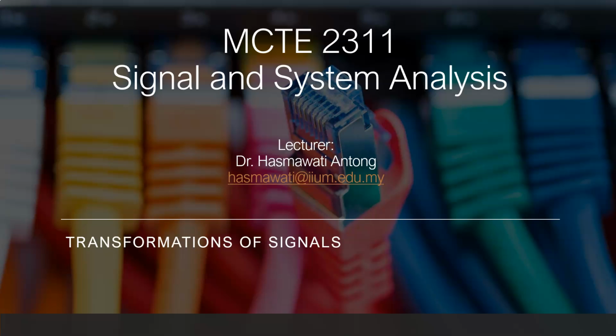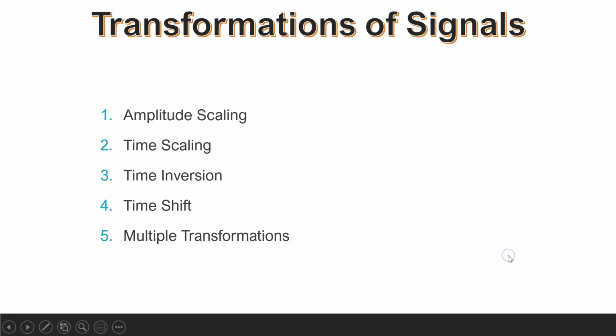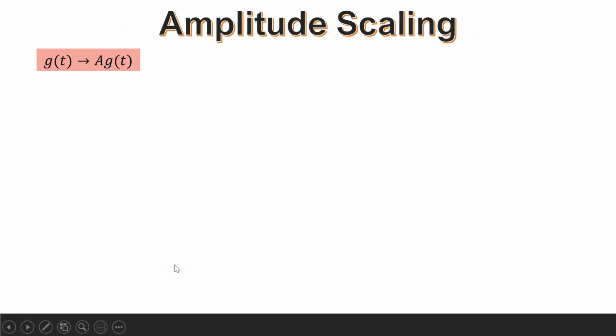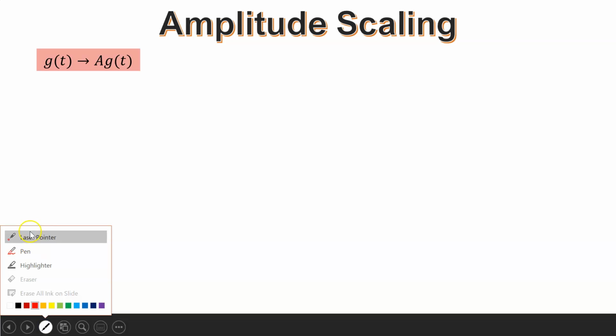So in this video, I will talk about transformations of signals. These are the types of transformations on signals that we will see in this video. There are 5 of them. The first one is amplitude scaling.